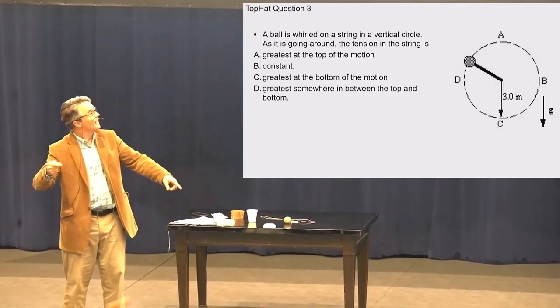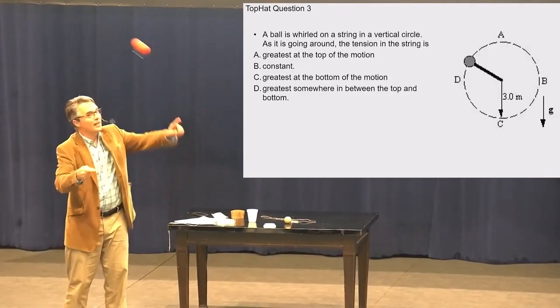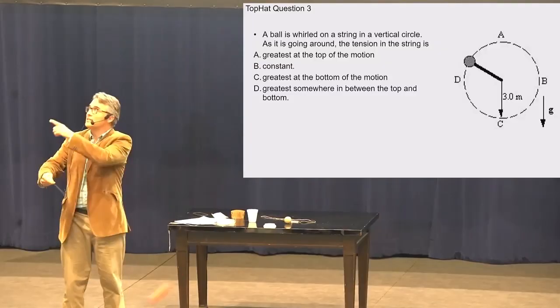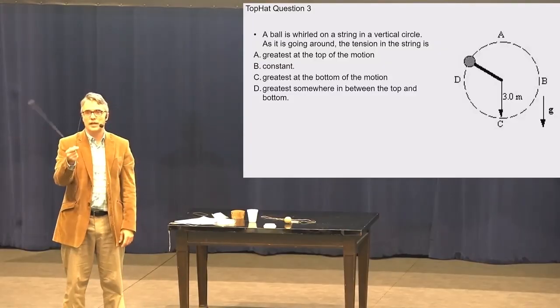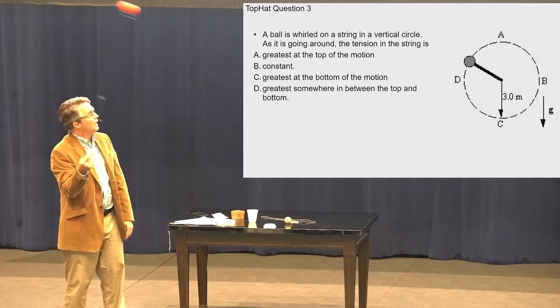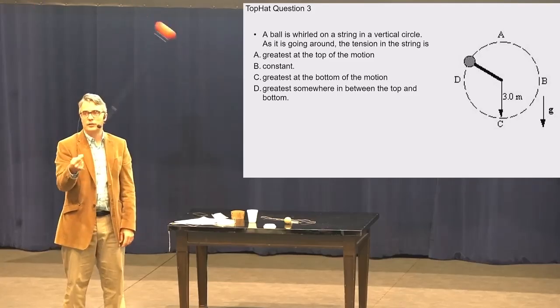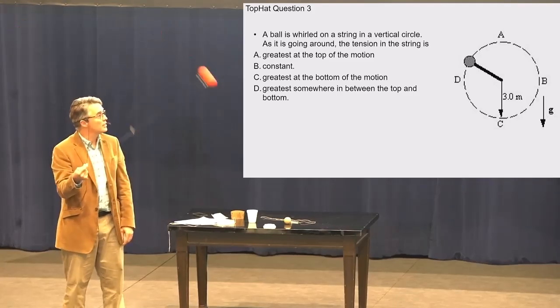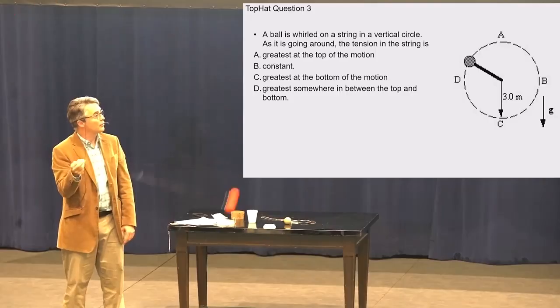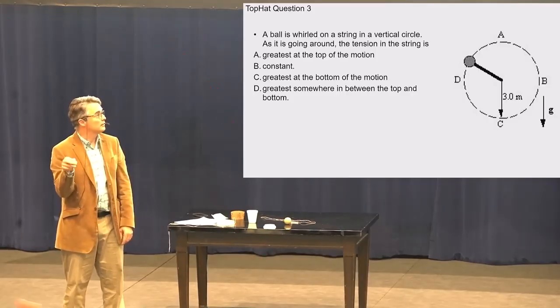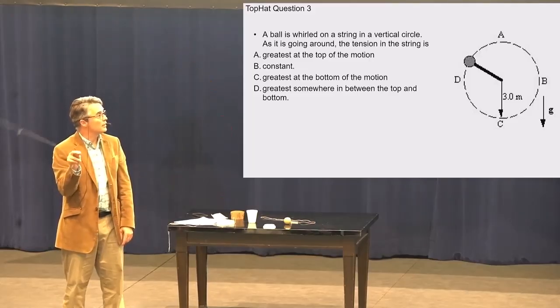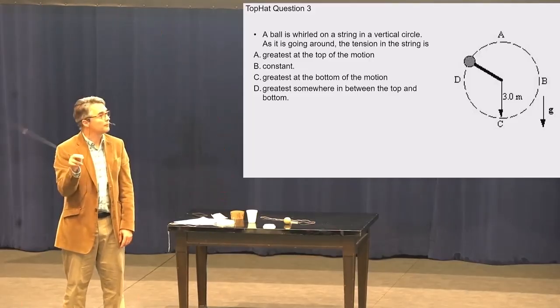Point B. A, B, C, and D. These are 4 different points, and you can think about how the tension will vary as the ball goes in a vertical circle. So the question is: is the tension greatest at the top of the motion, A; constant; greatest at the bottom of the motion, C; or D, greatest somewhere in between the top and the bottom?